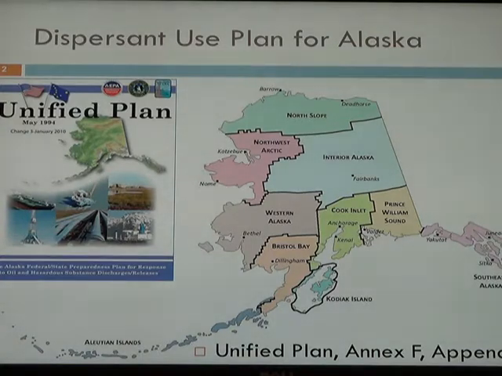Within Annex F, there's an Appendix 1, and that is the dispersant use plan for Alaska, which is what we're talking about today. The most recent revision was signed on January 27th of 2016 and replaced all previous versions. When this dispersant use plan was developed, there were meetings like this one in Alaska where we came out to communities in 2013 and presented information about dispersant use, and that public input was incorporated into this plan that we have today.